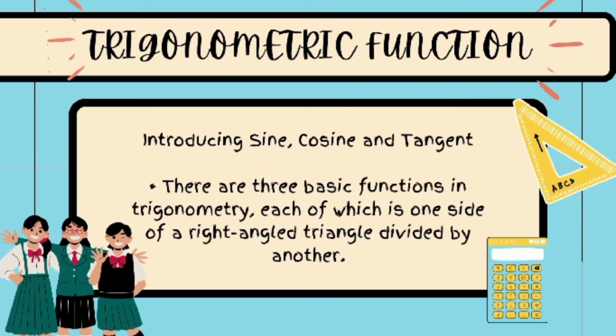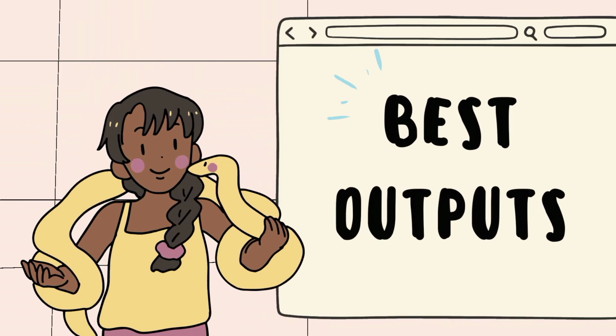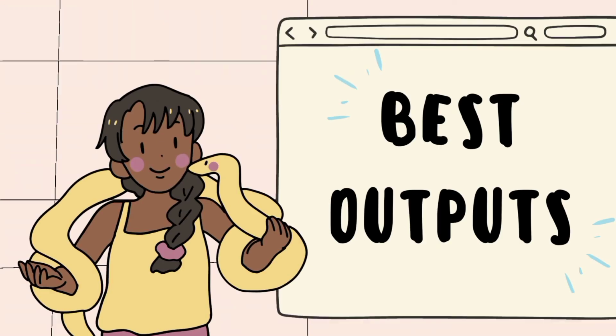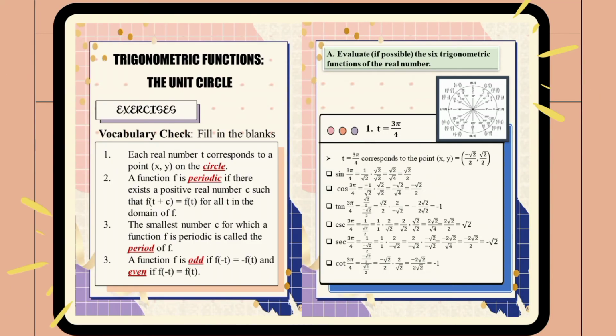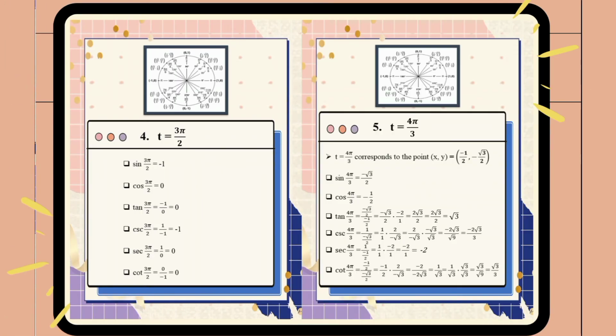Introducing sine, cosine, and tangent. There are three basic functions in trigonometry, each of which is one side of a right-angled triangle divided by another. This is the best output for this topic. We are tasked to identify, evaluate, and use a calculator to solve the given problems.